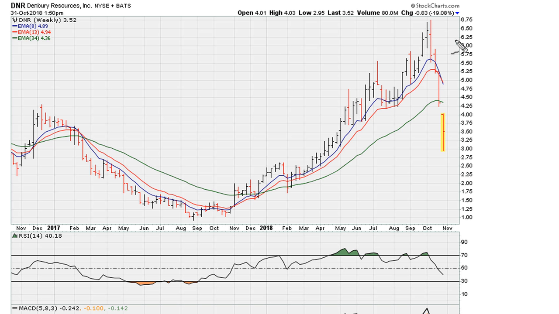Let's take a look at a chart here for DNR, which has seen a sharp drop over the last couple of weeks, moving from about 6.75 and trading as low as 2.95. So a huge drop, more than 50%. All this in the space of about 4 weeks.